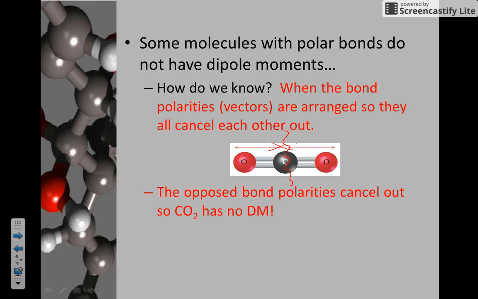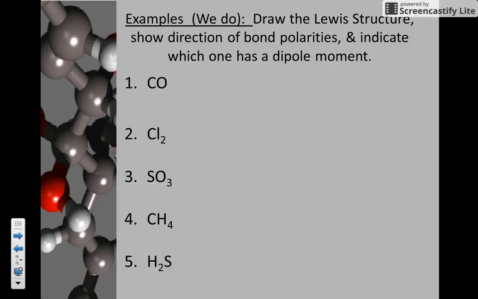Notice the symmetry in this molecule. It's a perfectly symmetrical molecule. Typically, as a rule of thumb, molecules with more than two atoms are going to have a dipole moment if they're asymmetrical. With this molecule, though, the opposed bond polarities cancel out, so you would say that carbon dioxide has no dipole moment, even though it does contain polar bonds.